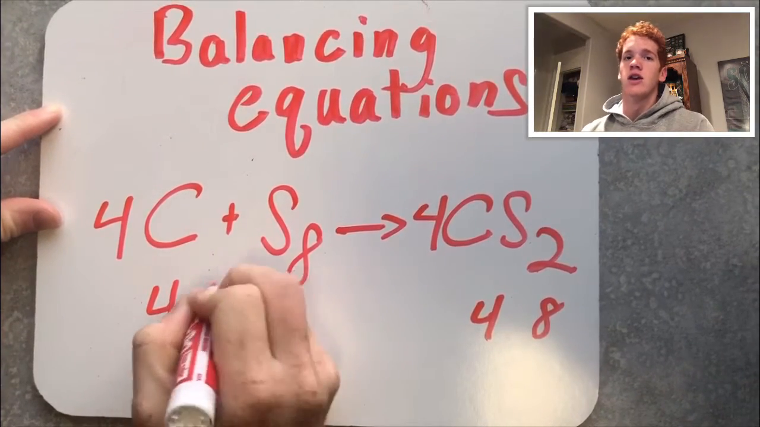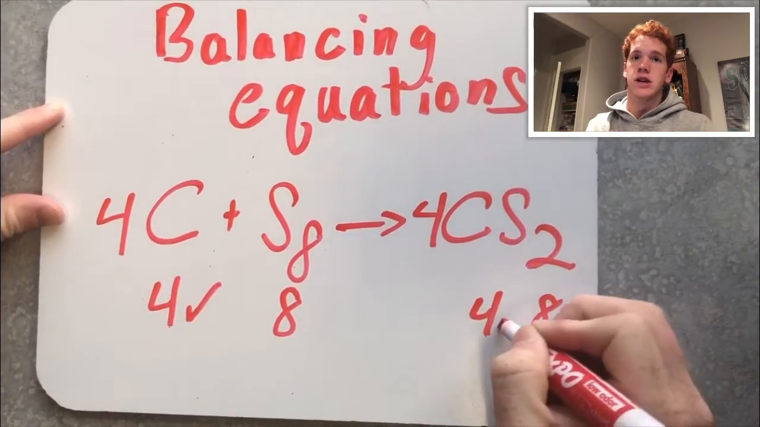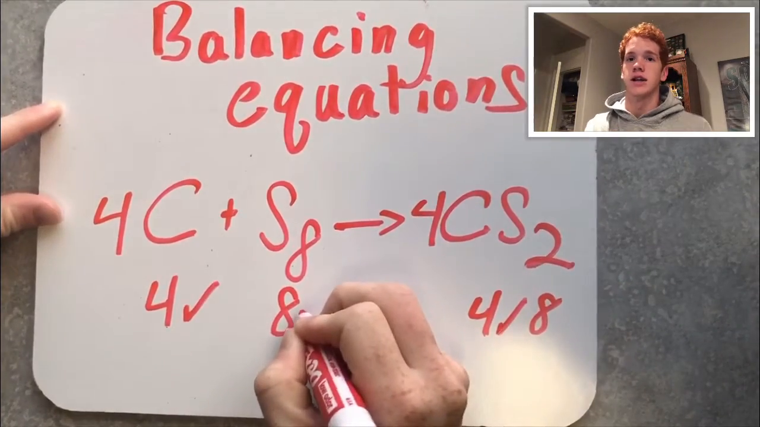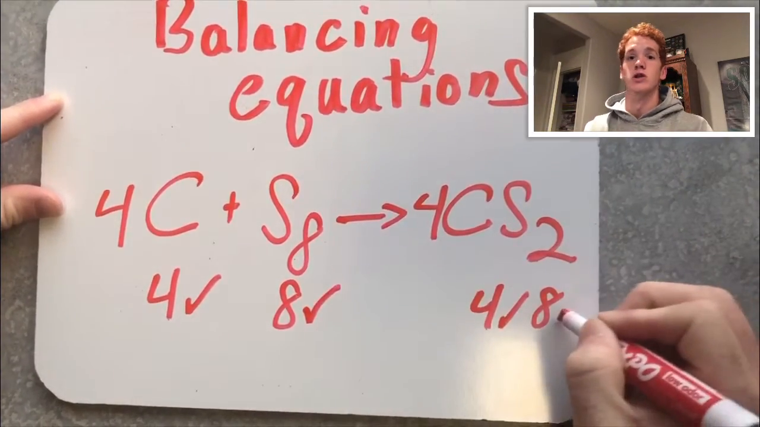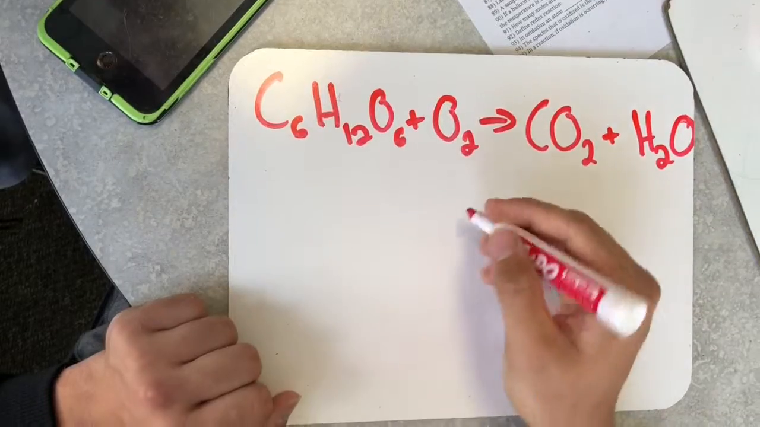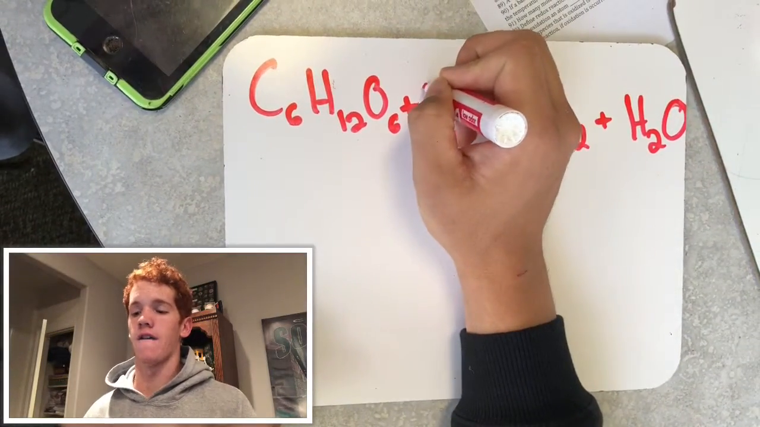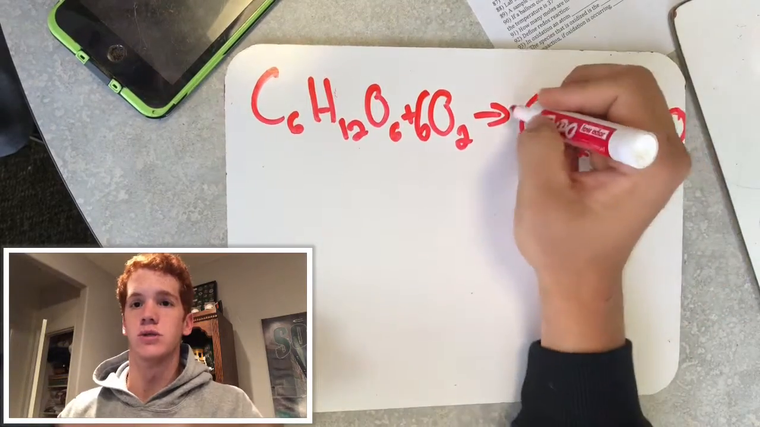So to do that, you have to put a 4 in front of the C as a coefficient on the reactant side to make sure you have 4 carbons and 8 sulfurs on both sides. It's a lot easier if you write this out first, which is what we showed doing at the end.